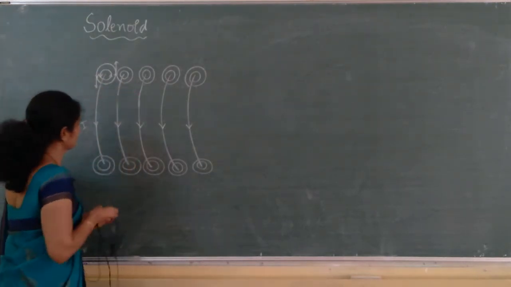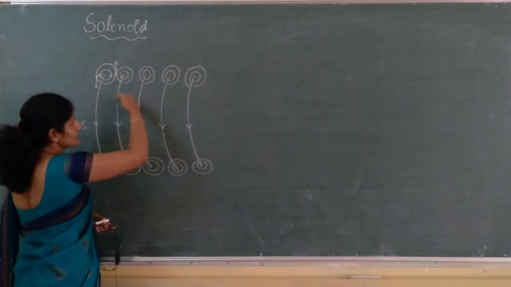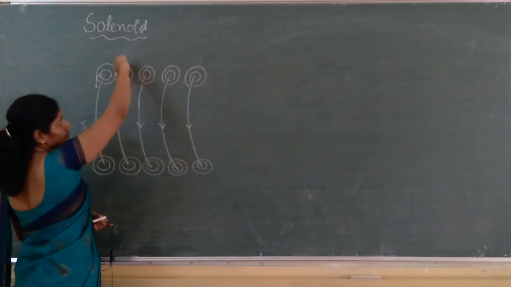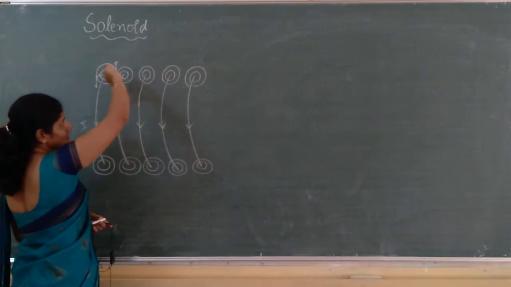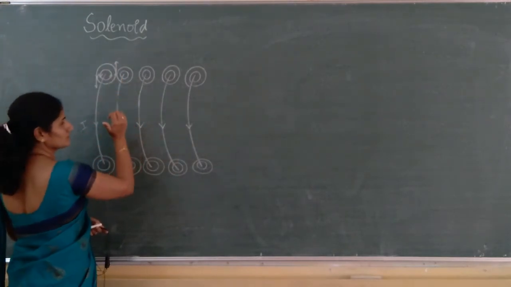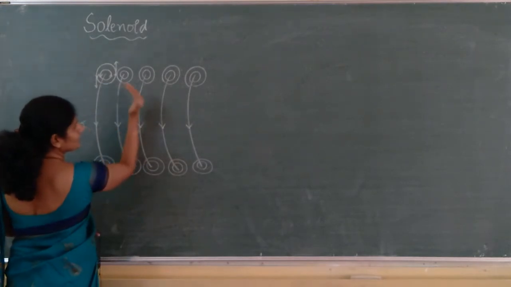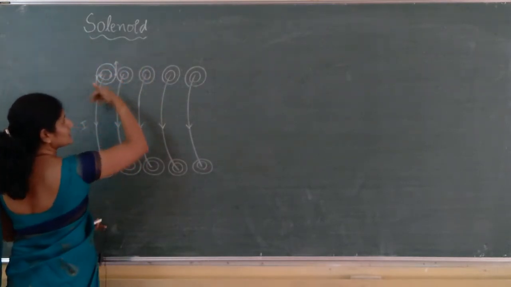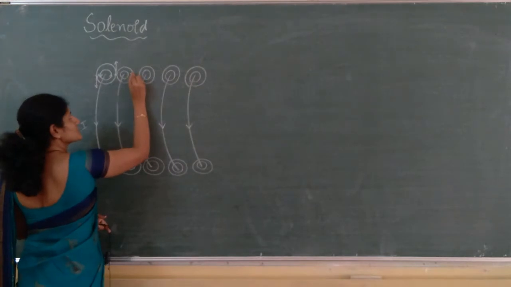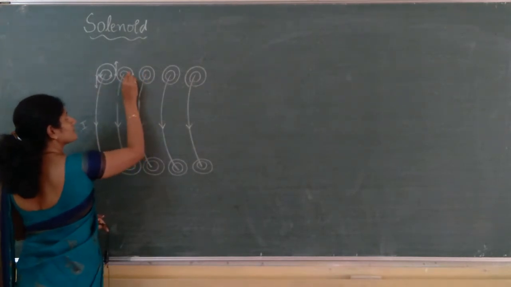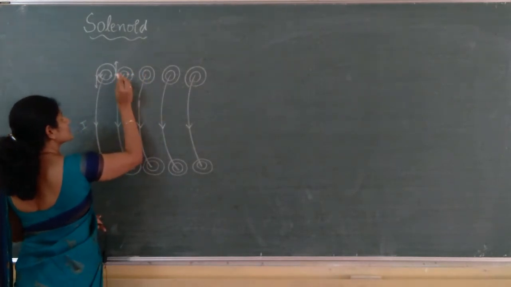For this turn, for this loop, again the current is in this direction, so the current is like this. So the magnetic field lines are like this. Like this, we have magnetic field lines. This is the direction, and here this is the direction.